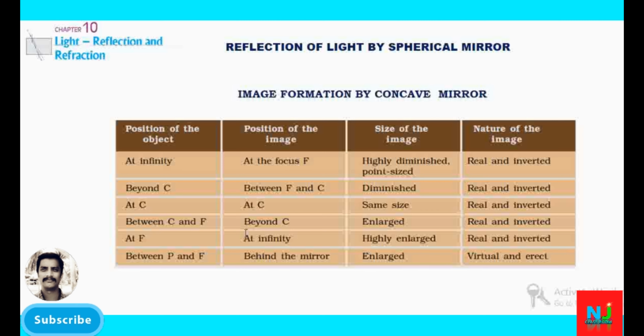Between C and F, the image is formed behind the center of curvature of the mirror. What type of mirror? Either it is concave or convex. In both the cases, the same thing happens. An enlarged image is formed, real and inverted. We are dealing with the concave mirror in this case.